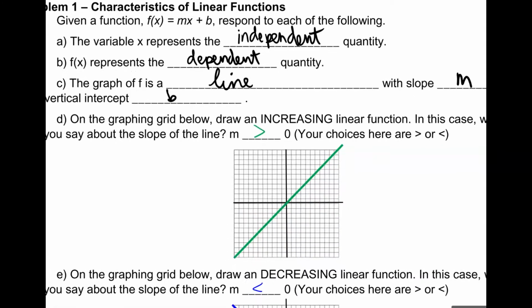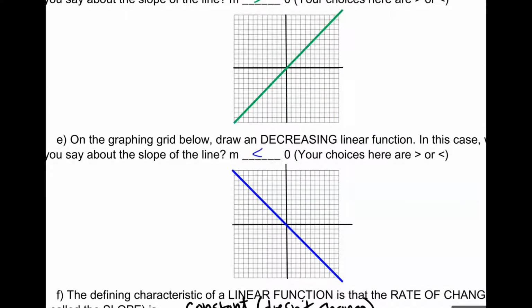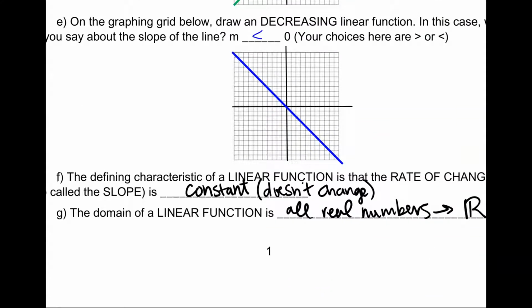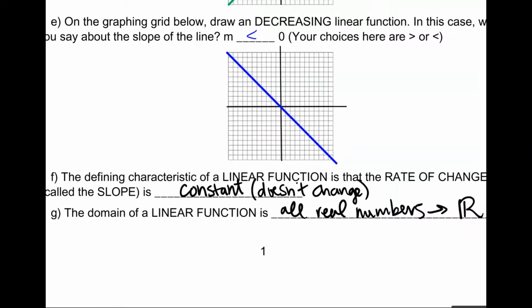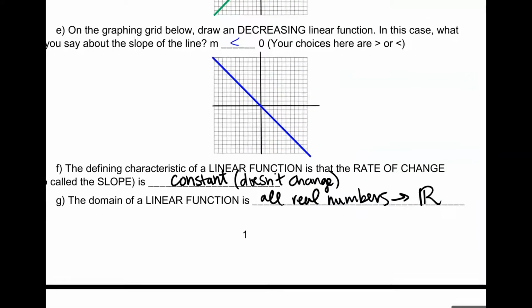So we say it's an increasing linear function because m is greater than 0. Right, so this line is going up from left to right. Here, it's decreasing. M is less than 0. It's going down from left to right. So you will probably have to pause the video to make sure you get the full notes, but that's the beauty of YouTube and screencasts, is you can rewind as necessary.